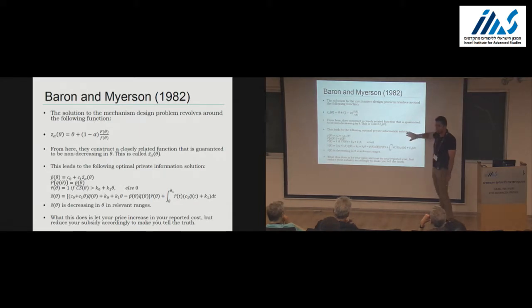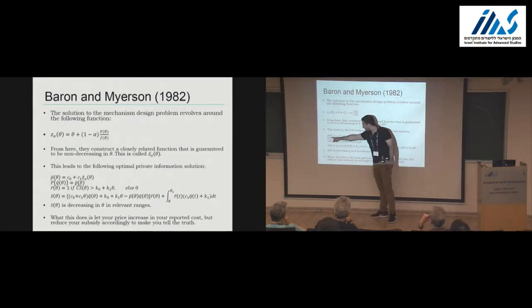So here's the optimal solution. I'm not going to go into the proof. You give them a price which is equal to C0 plus C1 times the Z hat, which is closely related to this function. There are some technical issues to make this thing non-decreasing.